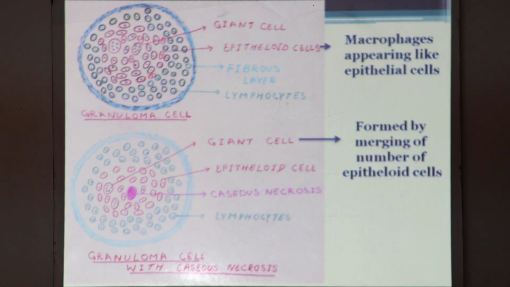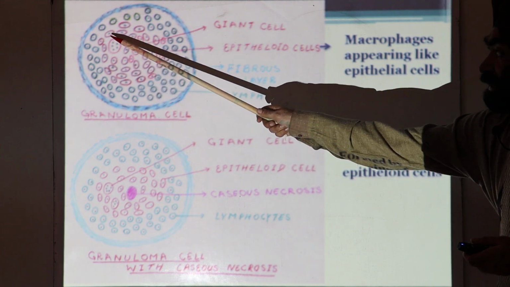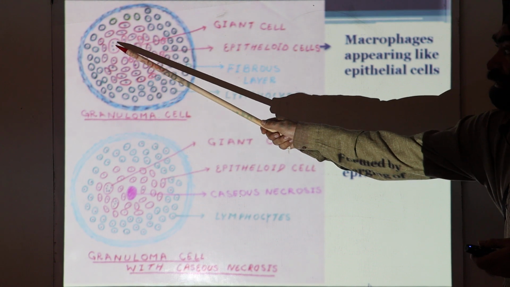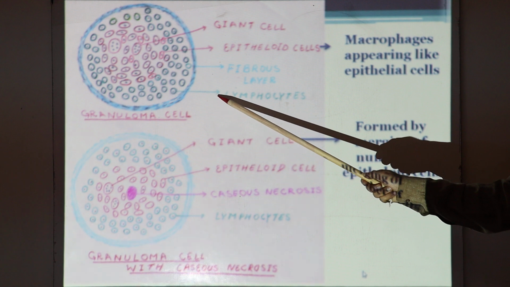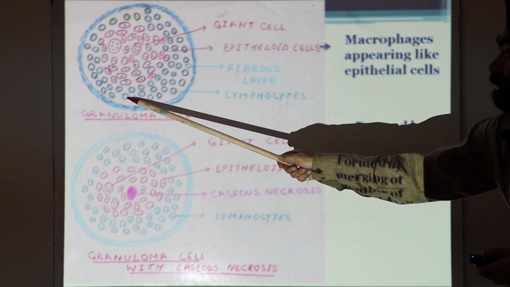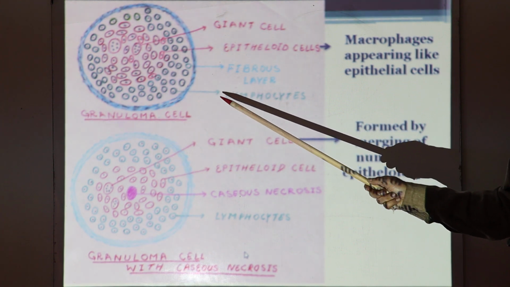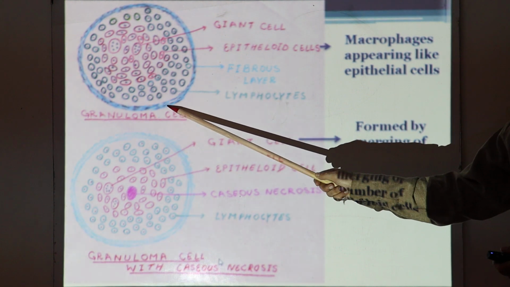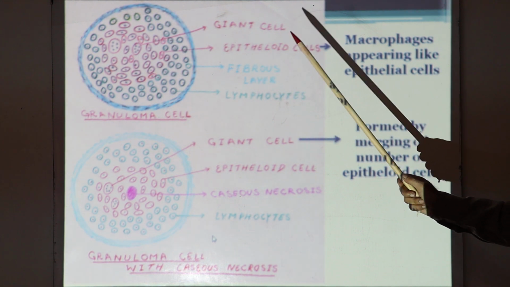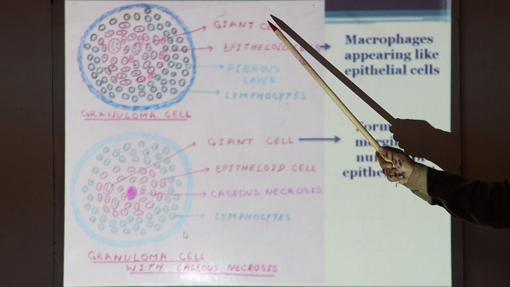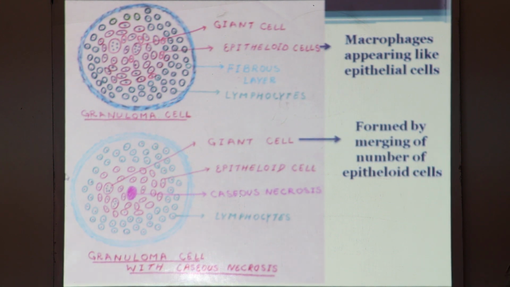So one feature is the presence of epithelioid cells. They collect in the center. There are giant cells. Now these epithelioid cells are surrounded by lymphocytes. You can see these are the lymphocytes. They surround the epithelioid cells, and these lymphocytes are surrounded by the outer layer, which is called the fibrous layer. So there are three things: epithelioid cells and giant cells in the center, surrounded by lymphocytes, and then the fibrous layer.